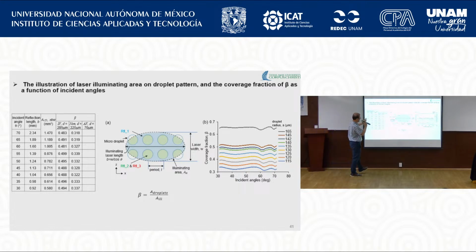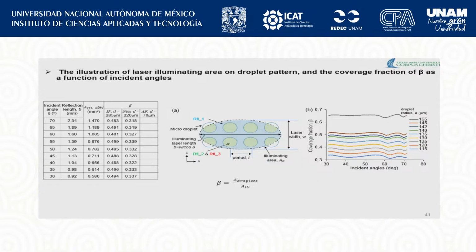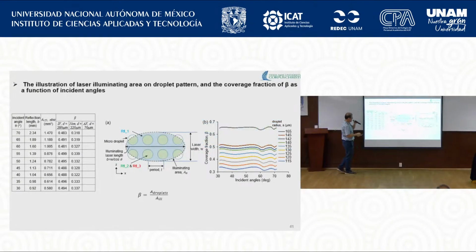So laser light can cover a large area, okay? And then we got this calculation for the different incidence angles, right? And we also calculated the reflection lengths and each corresponding area and each relevant factor.